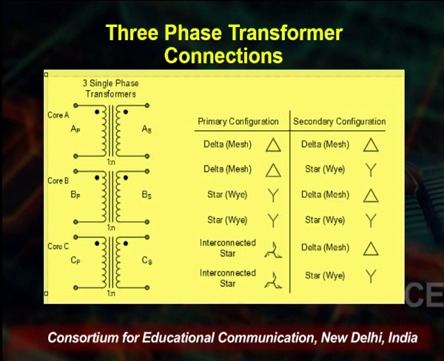On the right hand side you have various symbols that define the primary configuration, and on the right hand side we have the secondary configuration. If we have the delta mesh, then it is a triangle type. The second is the star, which is defined as a Y, and another is the interconnected star, which is defined at the last point. So, three types we have: delta, star and interconnected star.